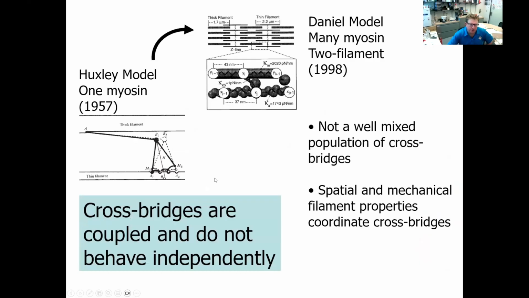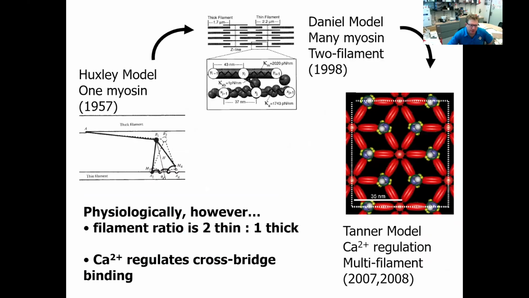And so the next thing that we went on to ask a little bit is, well, what are the implications here of that ratio of filaments? It's not just one thick and one thin. There's actually a ratio where there's two thin filaments and one thick filament, where essentially every thick filament interacts with 6 thin filaments, and every thin filament interacts with 3 thick filaments. And this is also a calcium regulated process.